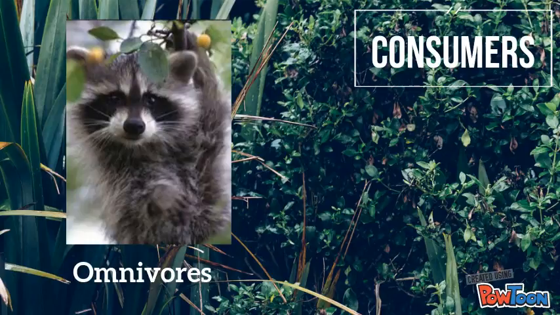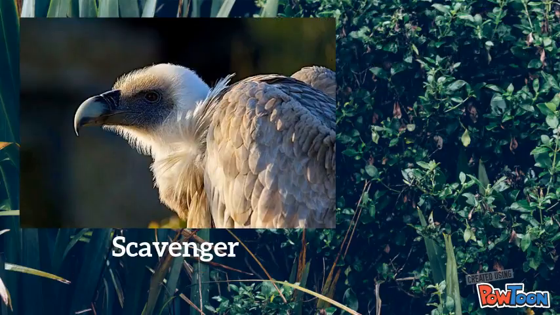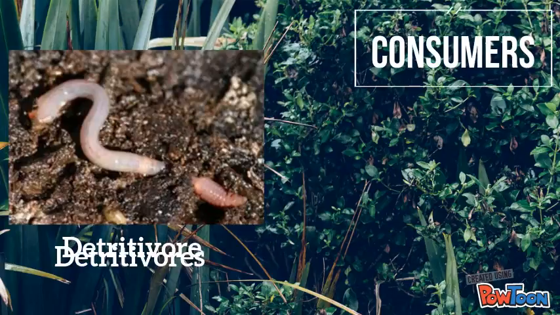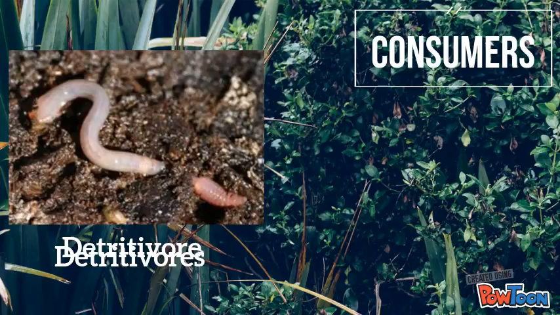Then we go with scavengers, that are animals that consume the carcasses of other animals that have been killed by predators or have died of other causes. Then we have detritivores, that often chew and grind into smaller pieces other organisms, and these include snails, shrimp, and crabs.